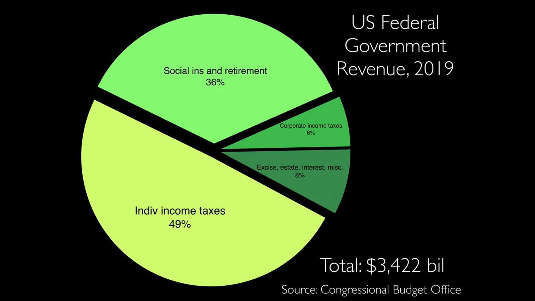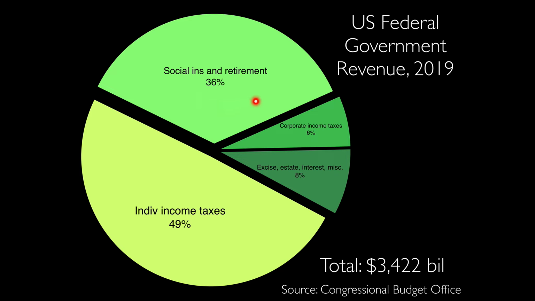So here we have a pie chart of U.S. federal government revenue in 2019. Now this is just the federal level. It doesn't include state or local, just the federal. But where does the money come from? What we can see here is the largest single source of revenue is individual income taxes, right? That's 49% of government revenue.